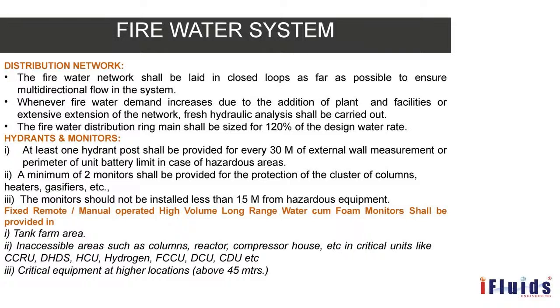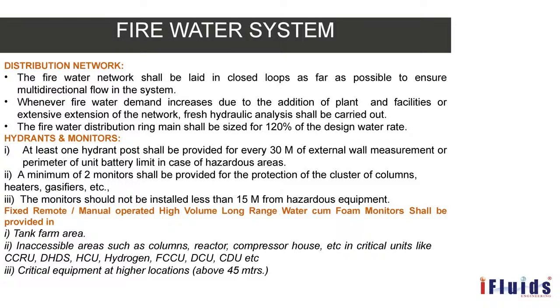Then the points captured under hydrants and monitors: at least one hydrant post should be provided 30 meters away from the hazardous area. That is the main point. And the second point is that a minimum of two monitors shall be provided for the protection of the cluster of columns, heaters, gasifiers, etc. The monitors should not be installed less than 15 meters from hazardous equipment. These are some of the major points.